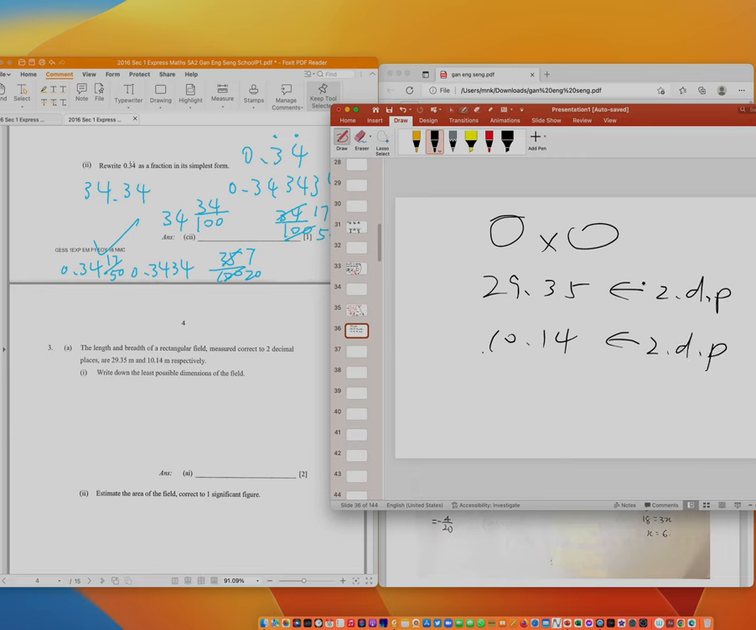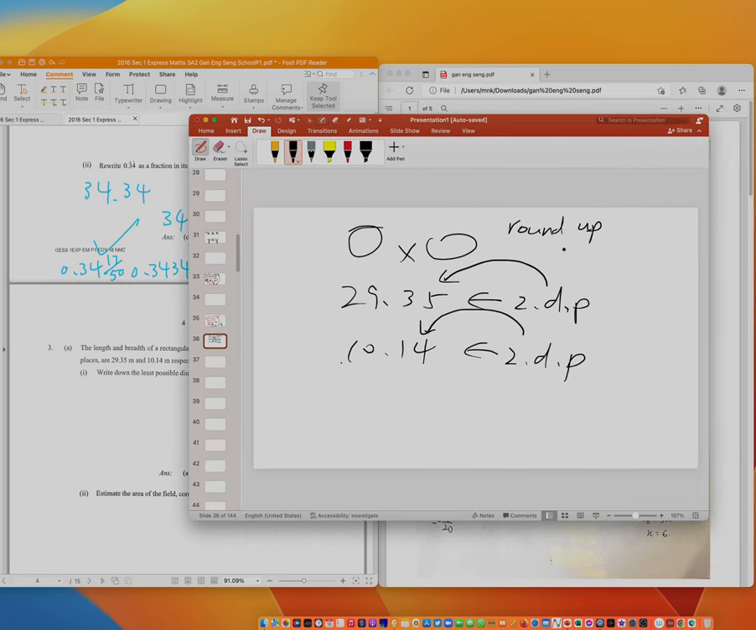You round to two decimal places, you get this. There are two ways to round: one is round up, the other is round down. If you round up two decimal places, this one must be smaller. So let's say if you round up, this will be 29.35, round up, right? That's called round up.